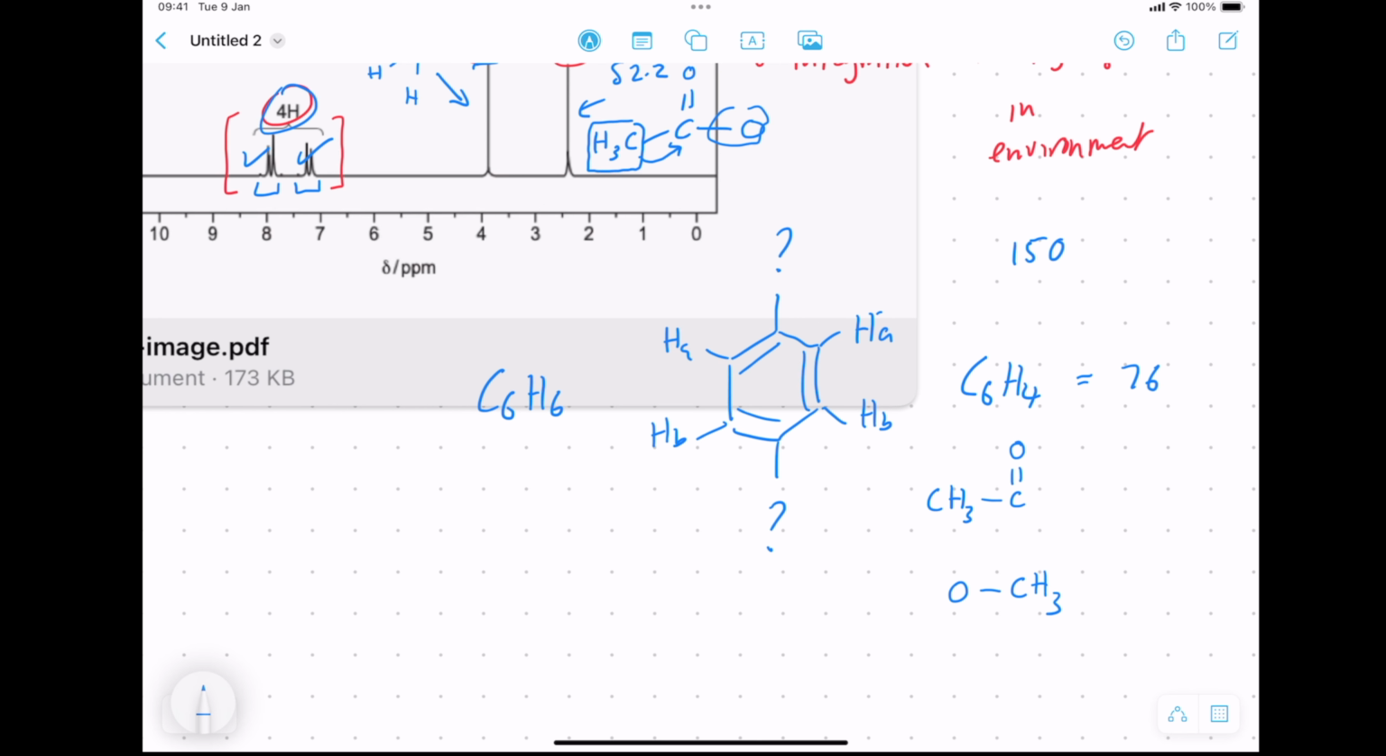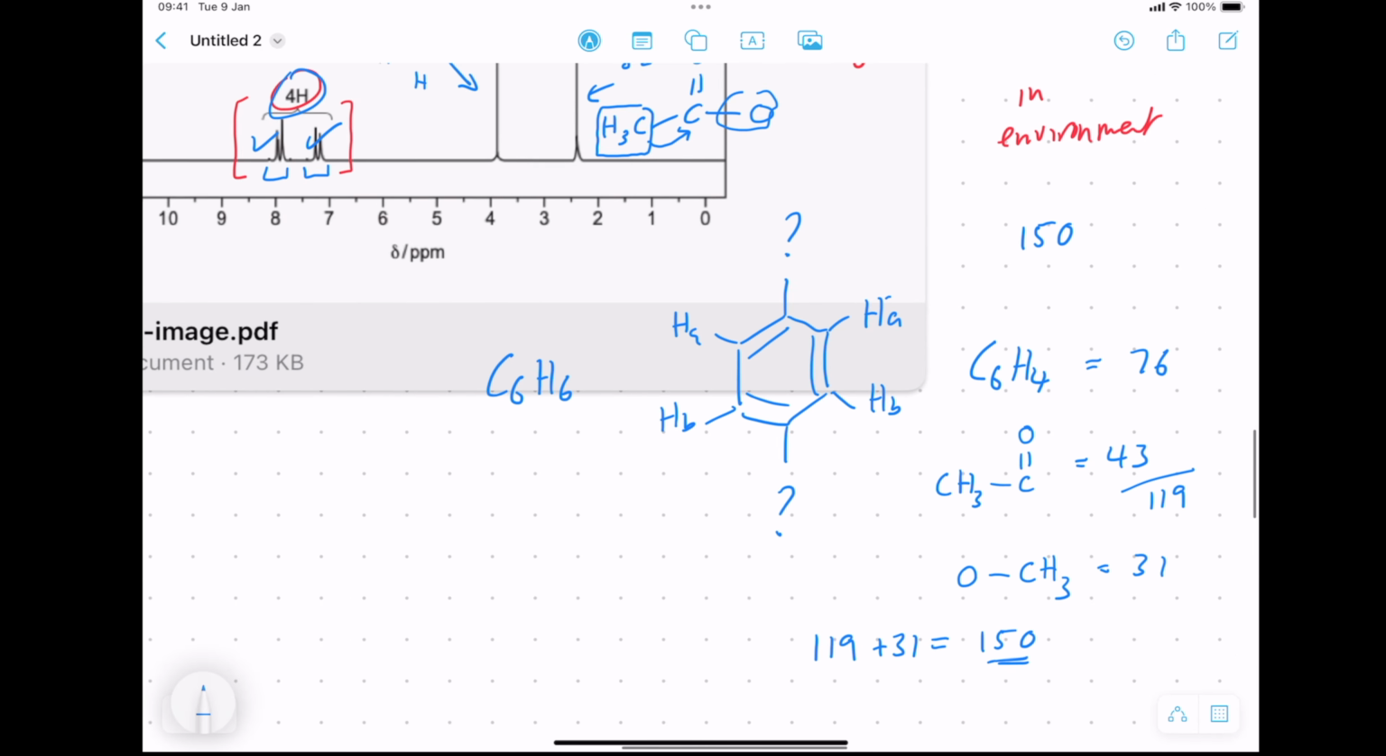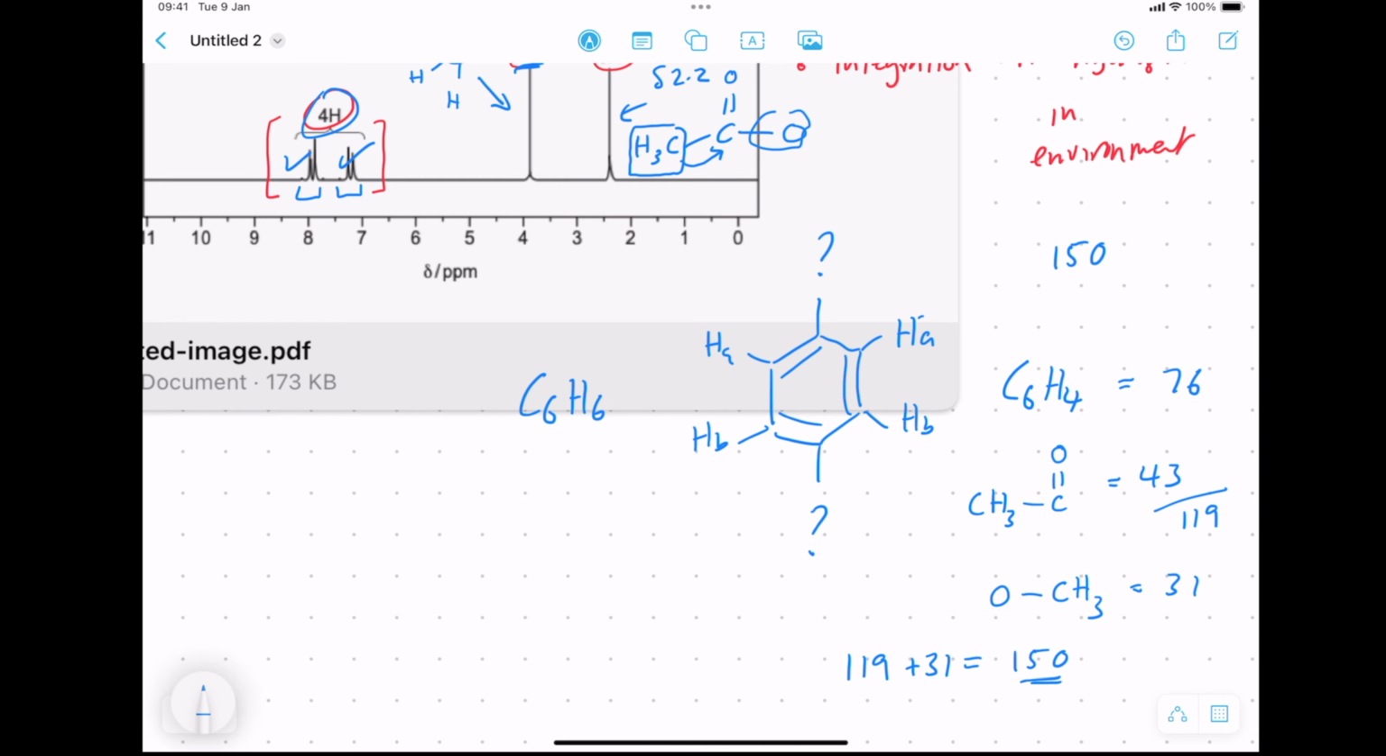So we've got 76 from the C6H4. Then we've got 12 plus 16 plus 15 for this bit, which is 43. And then if we add those parts together, 76 plus 43 gives us 119. Now, if we take this bottom bit, it gives us 31 for the OCH3. So 119 plus 31 gives us 150. So you think, great, I've got all the pieces of the molecule in front of me, and I've also got those parts adding up to the overall mass of the molecule, which is 150.